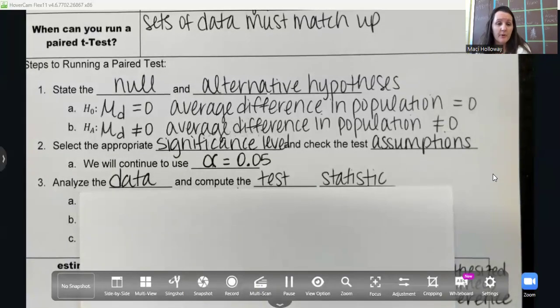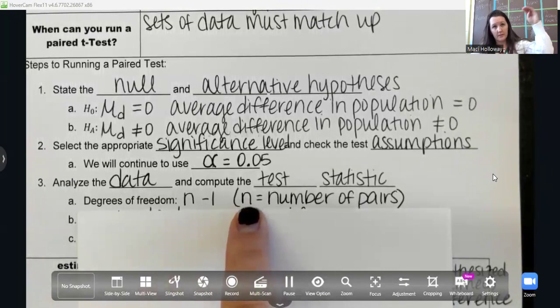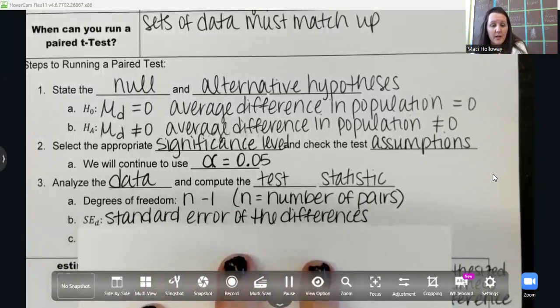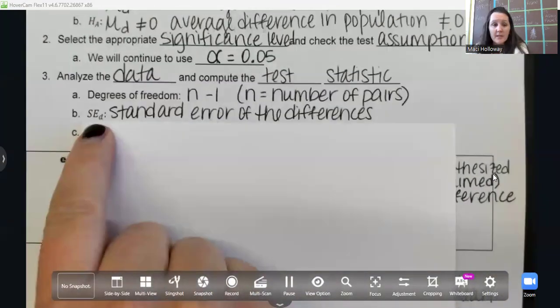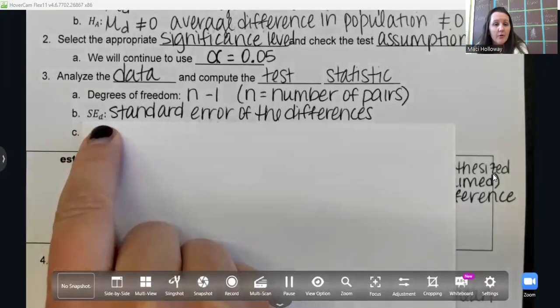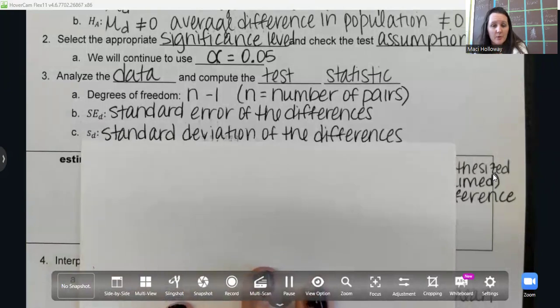Okay, so number 3, analyze the data and compute the test statistic. So this is going to be very similar to when we did our original t-testing. Degrees of freedom, again, is n minus 1. Thinking about n as the number of pairs, from test 1 to test 2, how many pairs are there? And then we have some new variables here. SE with a subscript of D, this is the standard error of the differences. Standard error of the differences, and we'll learn more about this as we do our example.